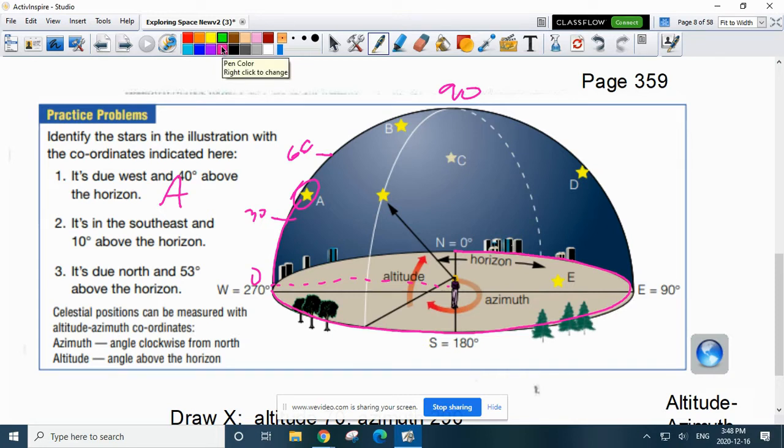Go with a different color. It's in the southeast, and it's 10 degrees above the horizon. Well, here's south, there's east, so somewhere between here and here, and it's 10 degrees up. Oh, I see it right away.